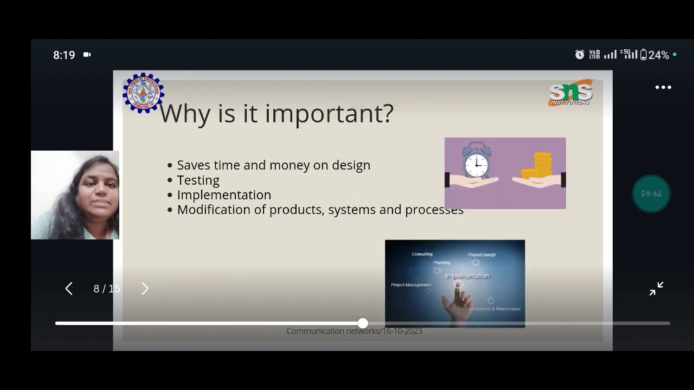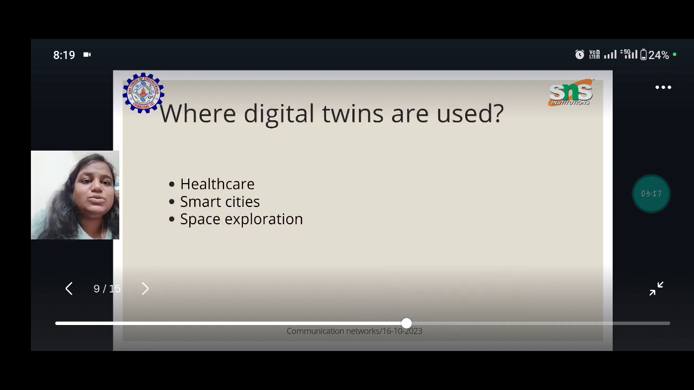And why is it important? It saves time and money on design, testing, implementing, and modification of the product, system, and process. We already know it saves money and time. On design and testing, we have to test whether it is working or not. Implementation is like processing and how it is implemented, and then modification of the product, system, and process. And where are digital twins used? Healthcare, smart cities, and space exploration.